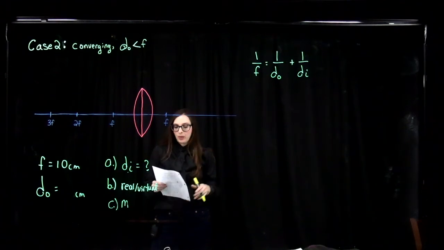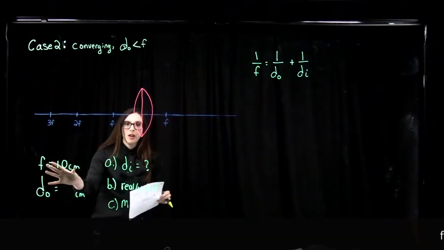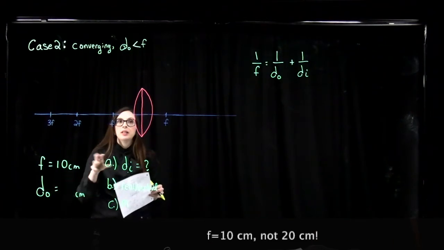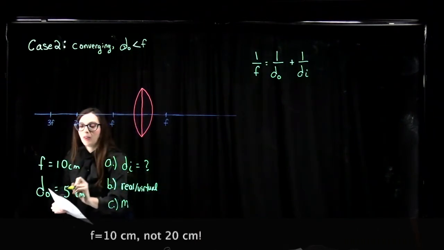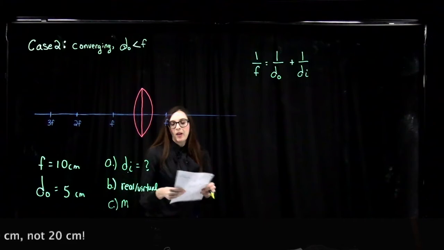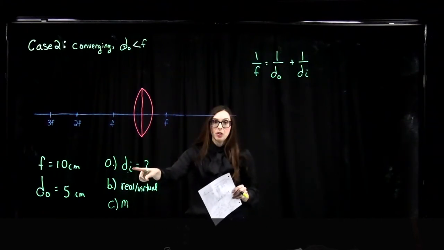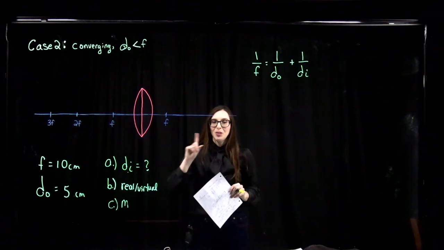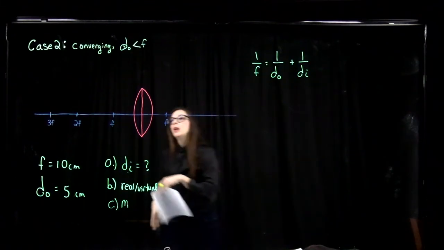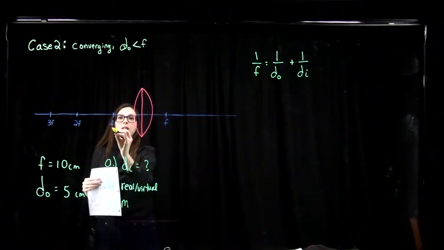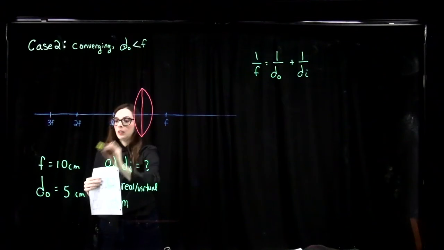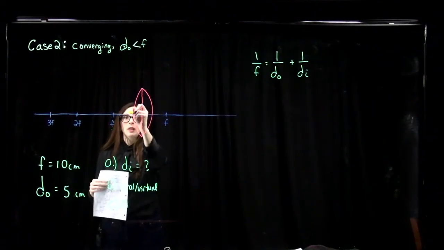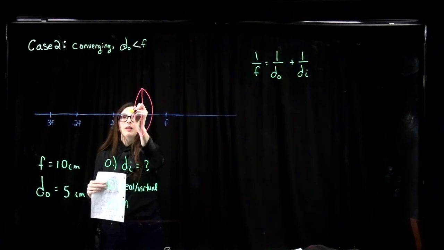So in this problem, we're going to have the focal length of our lens is still 20 centimeters. The distance that our object is away from the lens is 5 centimeters. And we have to figure out where's the image located, is it real or virtual, and what's the magnification. First, let's start with the ray tracing. So if this is my focal length of 10 centimeters, half of that is where my object is sitting. So I'm going to put it right here.